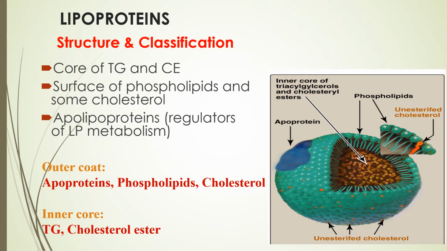And to summarize, the inner core is formed of triglycerides and cholesterol esters, whereas the outer coat is formed of apoproteins or apolipoproteins, phospholipids, and cholesterol.